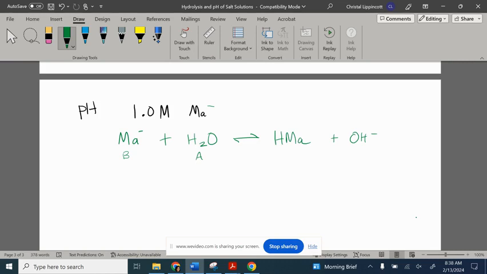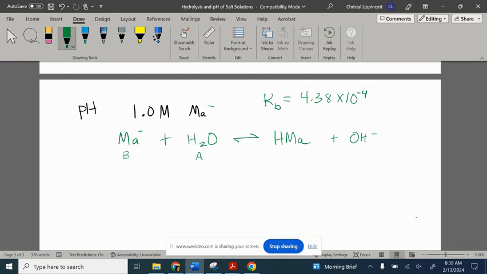I don't know what it's called. Doesn't really matter. You just have to realize that it's produced this guy, right? And you recognize him, right? Hydroxide. All right. They gave us here a KB value. Our KB value here is 4.38 times 10 to the minus 4.